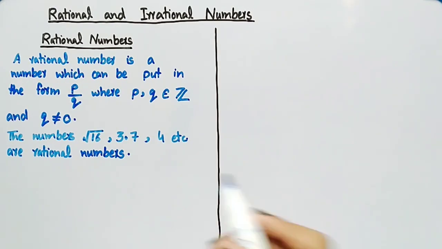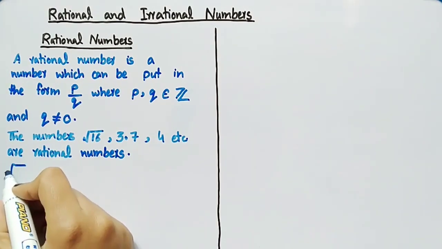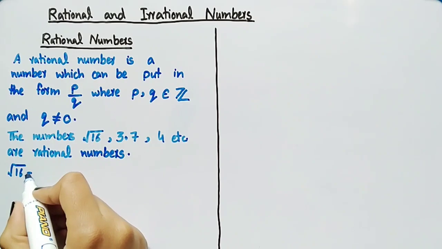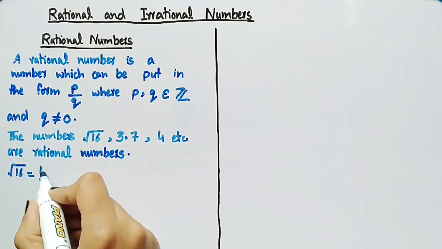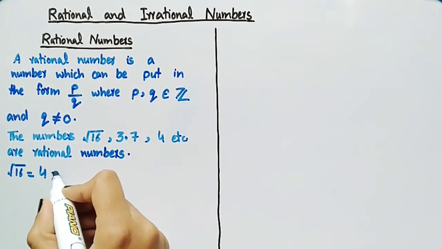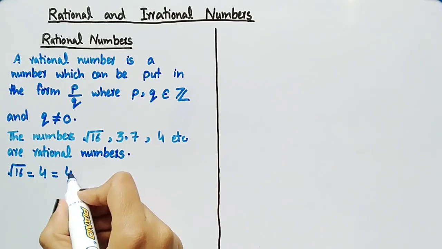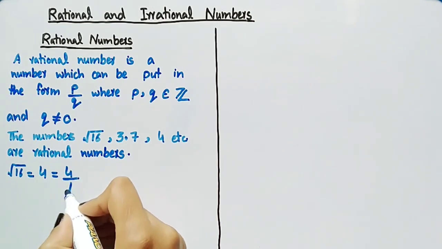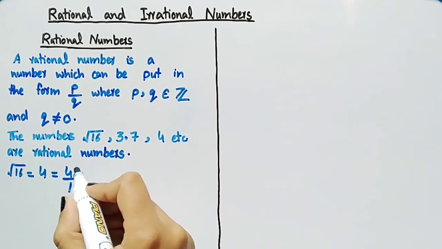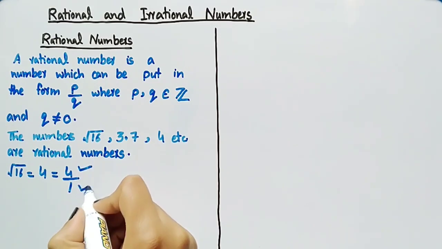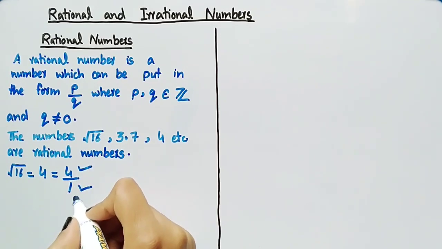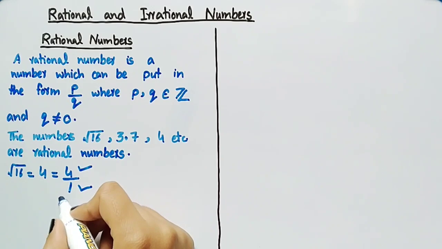For example, if we take square root 16, it can be written as equal to 4, and we can also write 4 as 4 divided by 1. Here we can clearly see that both 4 and 1 are integers and the denominator, that is 1, is not equal to 0.